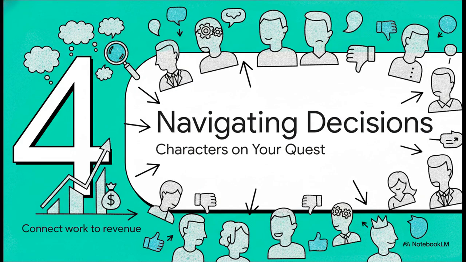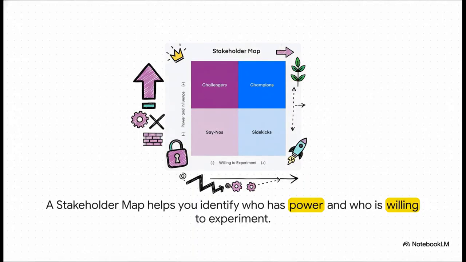Okay, so you've learned the language, you get the metrics, you can even connect your work to the bottom line. But your brilliant ideas still need to get a green light. So Section 4 is all about the people, the key players who have the power to say yes or no. And for that, you need a map, a stakeholder map. It's a super simple way to figure out who in your organization has power and who's open to trying new things. And look, this isn't about office politics.